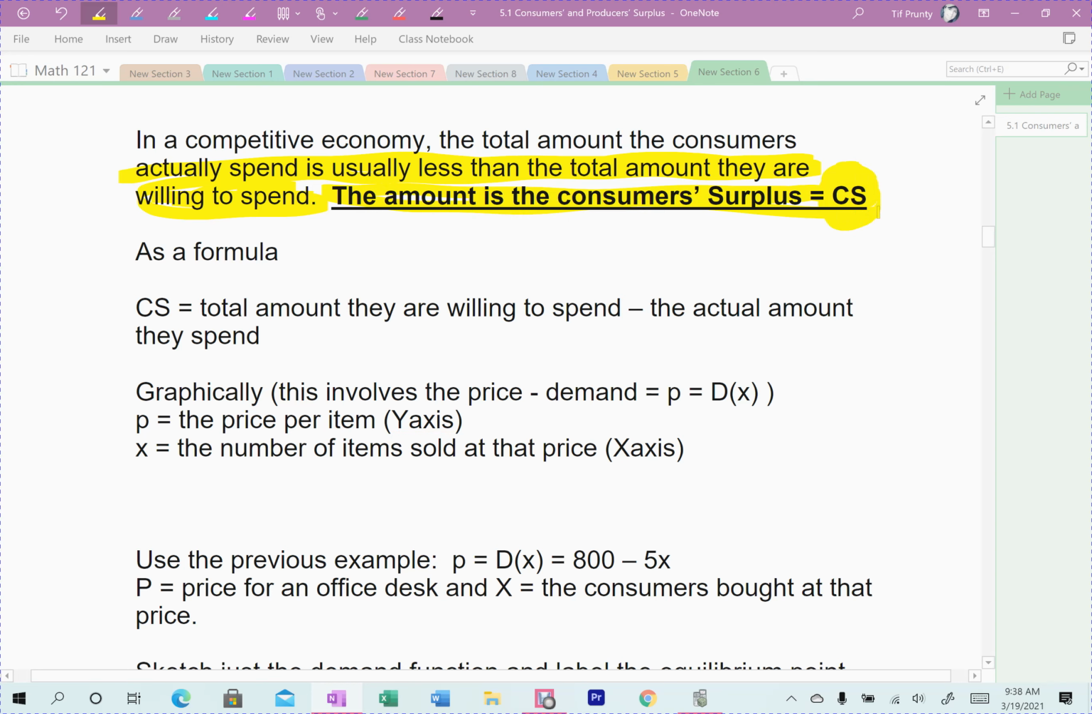All right, so where the formula comes from, it actually has to do a little bit with area under the curve and that equilibrium point. All right, so consumer surplus is the total amount consumers, the people who demand the item, were willing to spend minus the actual amount they spent. Right, the actual amount that they spent, which would be the revenue generated. All right, so graphically, it involves the demand function. All right, the price demand function, where my demand is equal to the price, x is the number of items that they'll sell at that price.